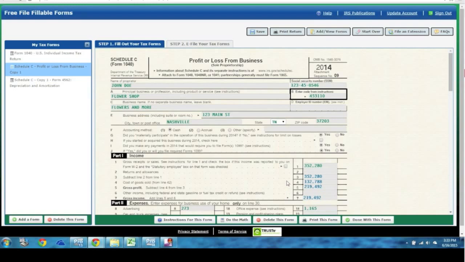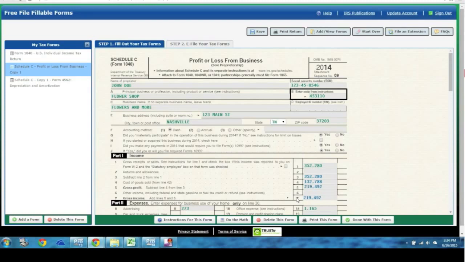Since he sells flowers, gifts, and all these things, he's got inventory on hand, which means he has cost of goods sold. Here's his cost of goods sold. Basically, he purchased $132,788 worth of plants and gifts that he sold. He sold them for $352,000. So his gross income is the gross earnings minus the cost of goods sold, which equals $219,000.